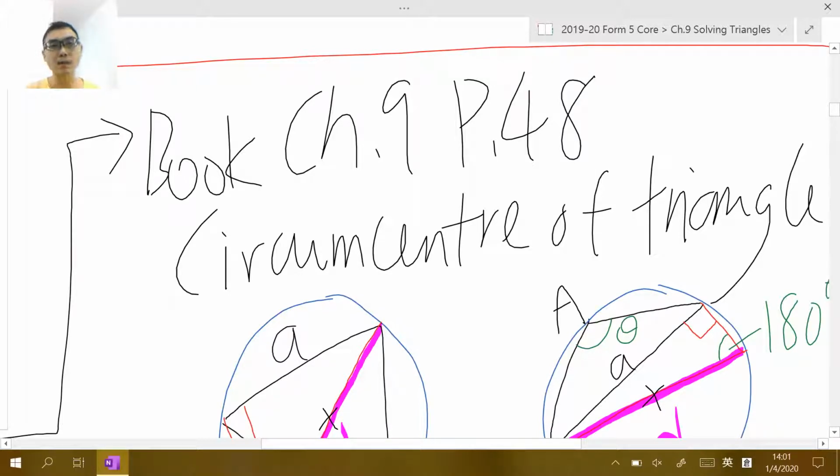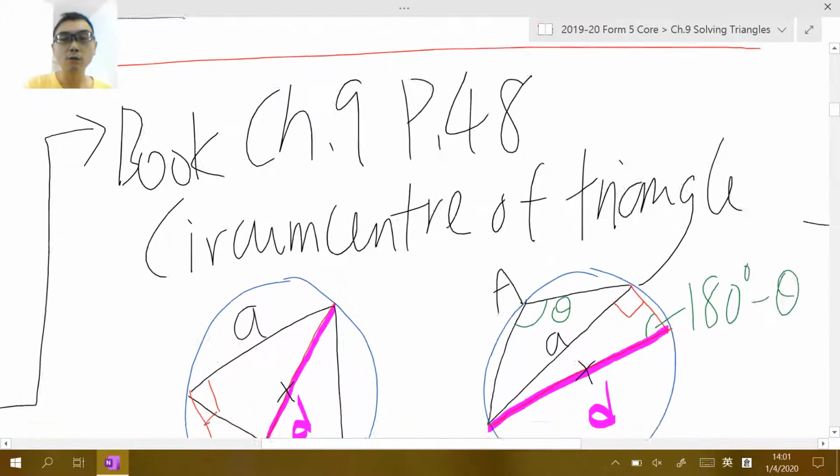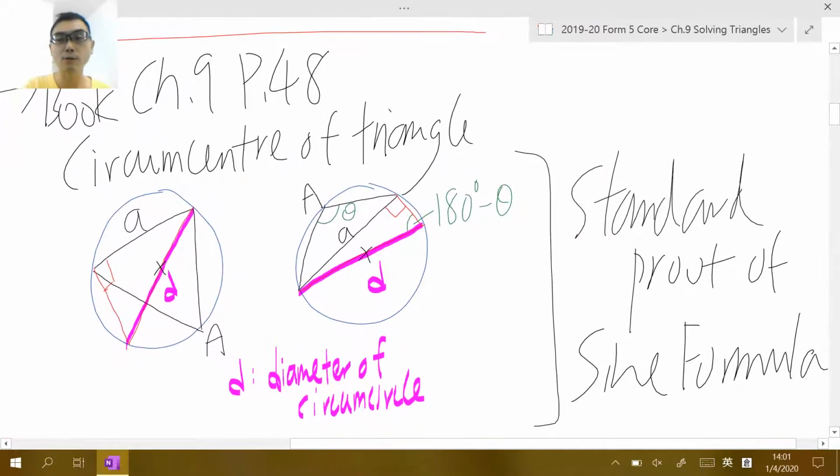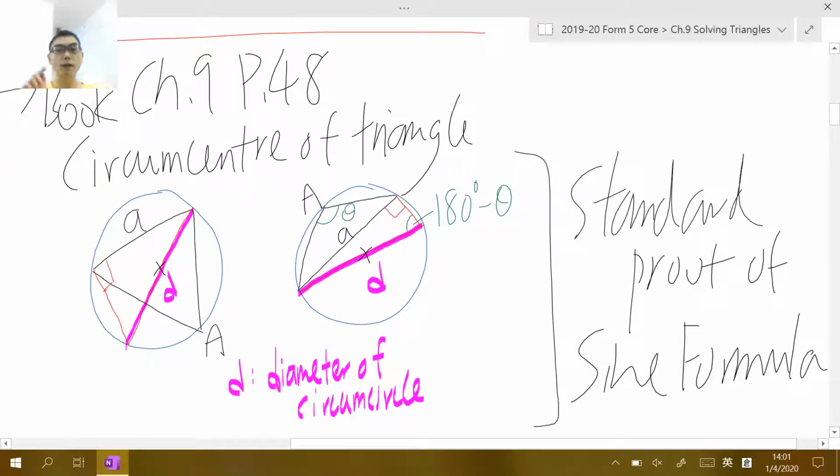Although the book says it is an alternate proof, actually it is not an alternate proof. It is actually the standard way to prove the sine formula using the concept that you learned in Form 3, which is called the circumcenter of a triangle. I don't know whether you still remember what the circumcenter means. The circumcenter is where the perpendicular bisectors of each of the sides of the triangle intersect. Then you will have the point here, so we call it the circumcenter.